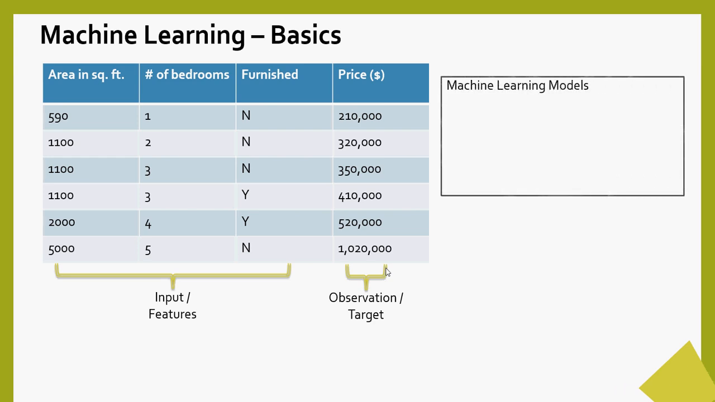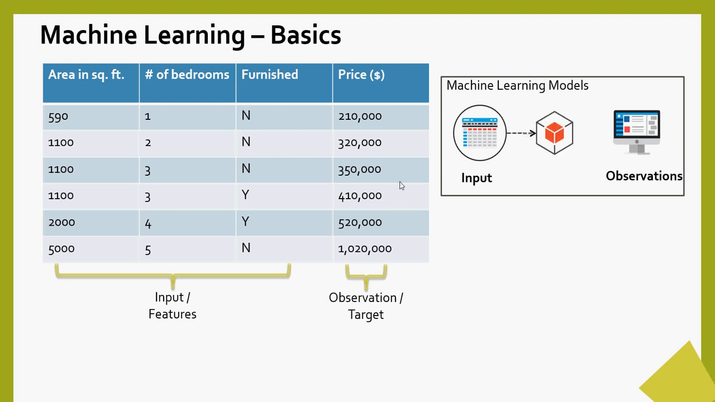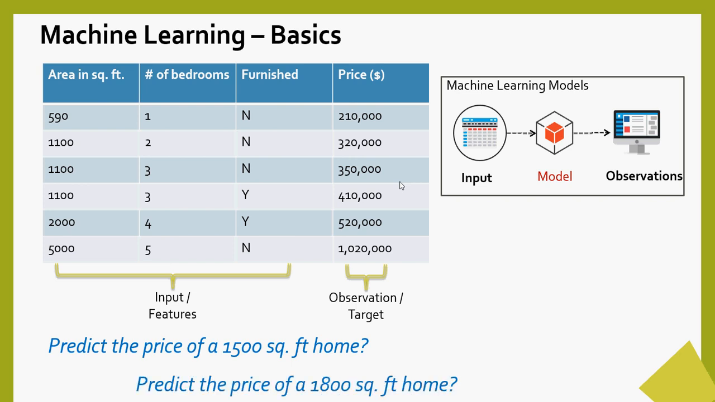From a machine learning perspective, you provide input and provide an observation. My input is these three columns, the observation is the price target, and the machine learning model automatically creates a model which is going to be an equation. That means if you put in area, number of bedrooms and furnished or not, it's going to predict the price. So machine learning can help you predict the price of a 1500 square feet home and the price of an 1800 non-furnished home, based on the data. Obviously it needs a lot more data, but this is just the basics.